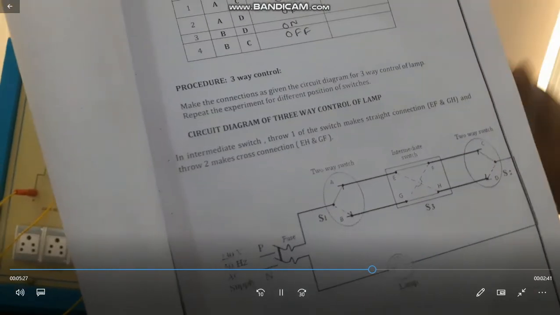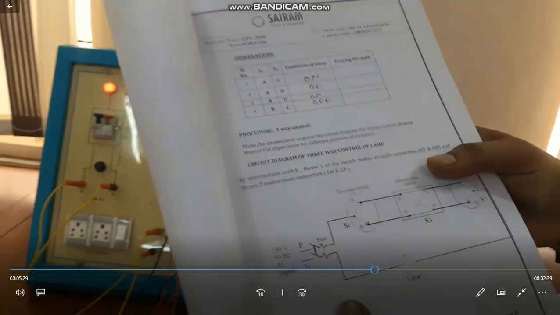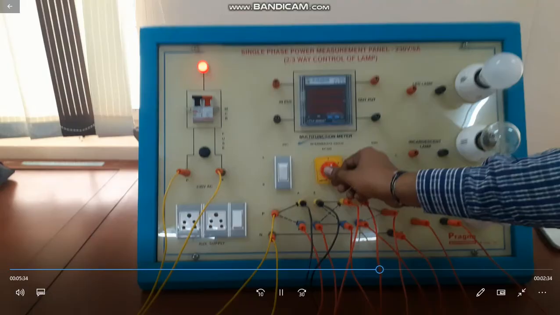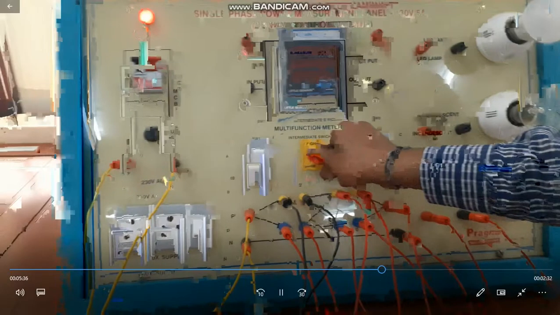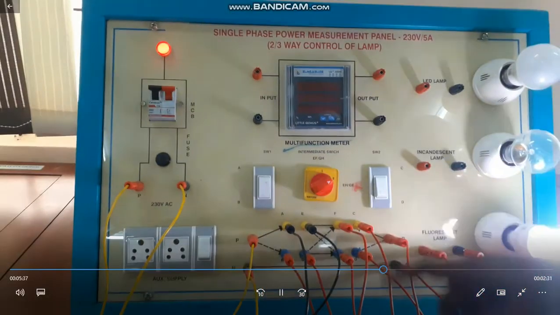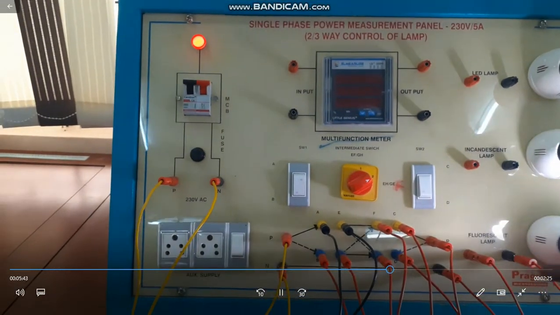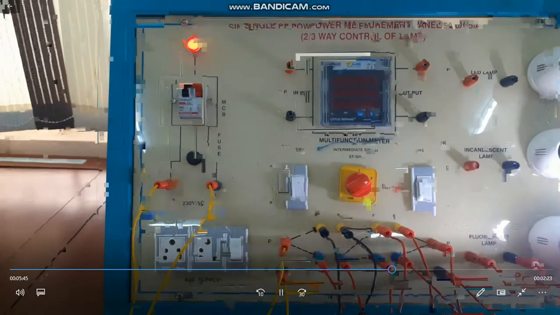We are going to make the connections in the panel board. So come to the panel board. Here I am going to throw the switch from position 1 to position 2. That means it will come to the cross connection. Now we are going to discuss the three-way control of one lamp under cross connection.